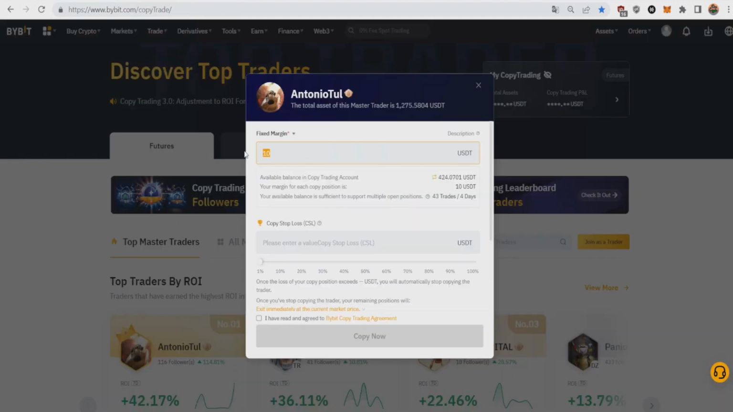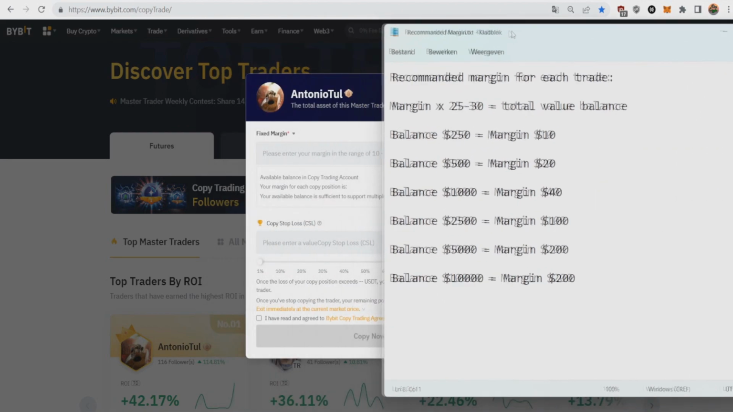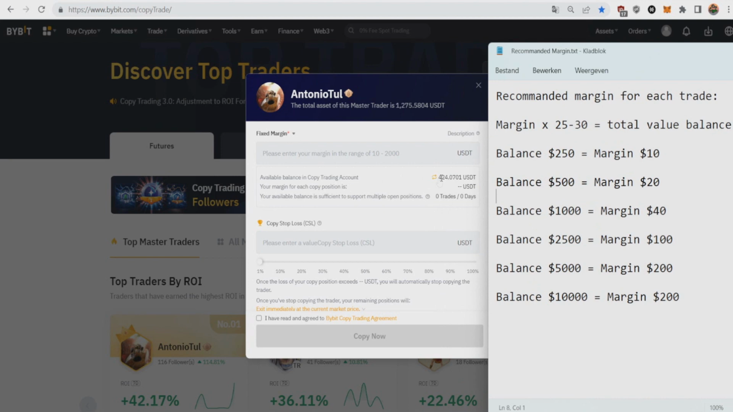The next part is how much money should you do per trade, and I'm gonna tell you the best method right now. So what you're gonna do, guys, is the recommended is that your margin should be your total balance divided by 25 to 30. This means if you have a total copy trading balance of 250, your margin should be $10. If it's 500, it should be 20. If it's 1000, it should be 40. If it's 2500, it should be 100, and so on, guys. So just make sure that your total balance divided by 25 to 30 is your margin.